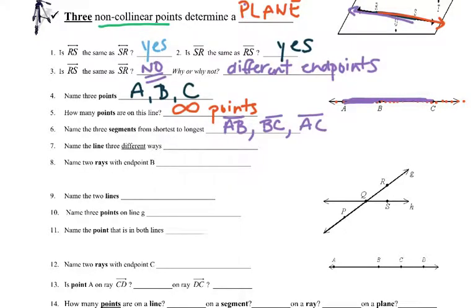I could use those same letters to name the line 3 different ways. I could say line AB, line BC, line AC, all different ways. If I want to name a ray, I'm going to erase this again, a ray with endpoint B, I could either have a ray here, ray BC has a ray with endpoint B, or I could go this way, ray BA. Those are called opposite rays, same endpoint going in different directions.